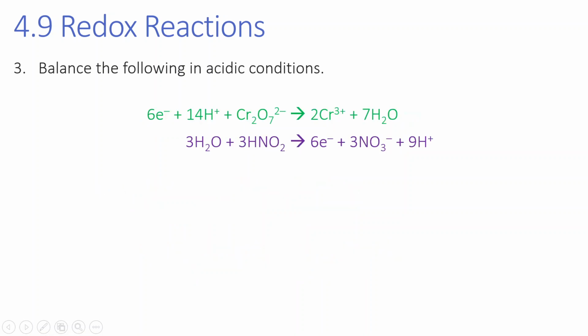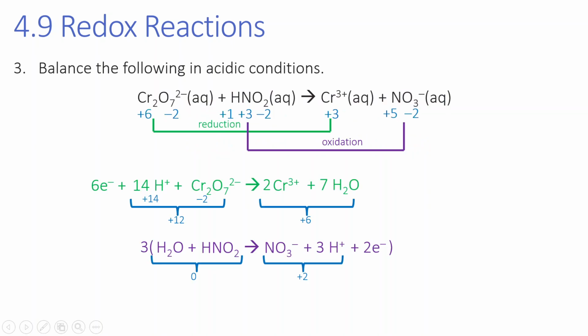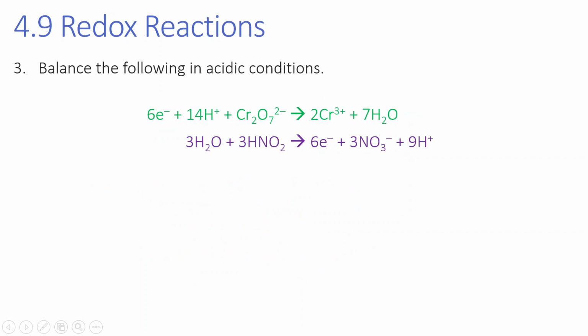So this is where we end up. I've distributed that 3 across all of my bottom reaction there. So I took that 3 and just distributed it to everything. And that's how I end up with this reaction. So now we're almost done. We just need to combine and cancel.